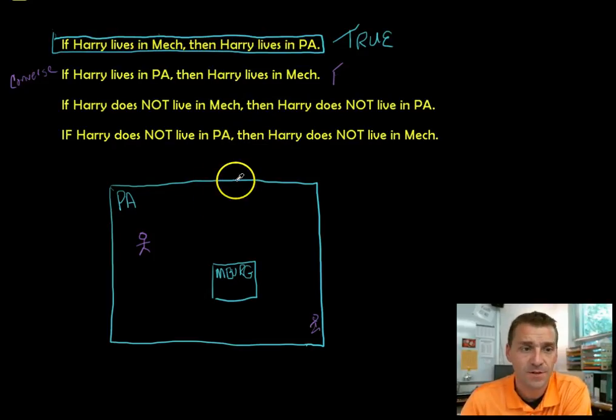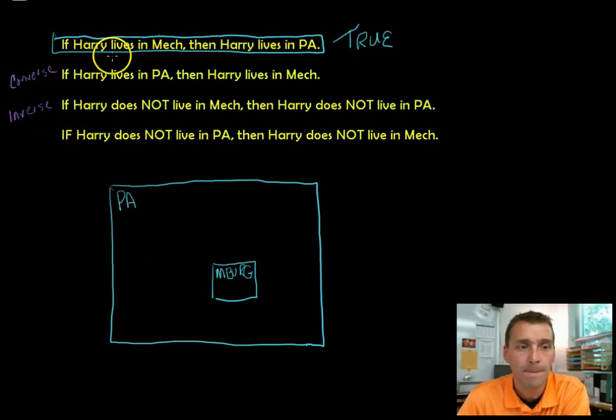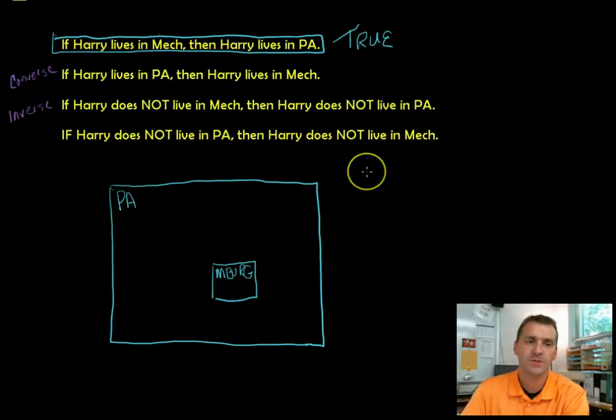Well, what if I do this? What if I take and erase all this stuff? So the next one then is this one, which happens to be the inverse. So if I keep the order the same from the original one, but I negate it: if Harry does not live in Mechanicsburg, then Harry does not live in Pennsylvania. Was that true or false?